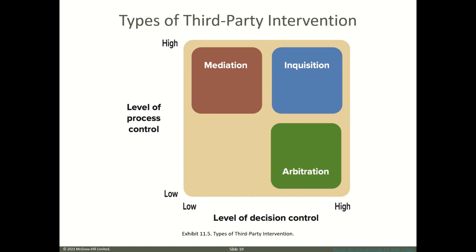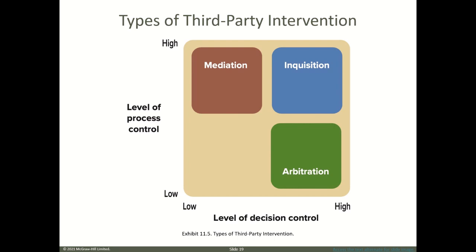Next we have inquisition, right? Questions, inquiries, queries are related to this word. Inquisitors are the persons who determine how to resolve the conflict. That's it. How to resolve the conflict means high decision control, and they choose which information to examine and how to control it, which means high process control. When we have high decision control and high process control, then in the organization we will invite persons called inquisitors.